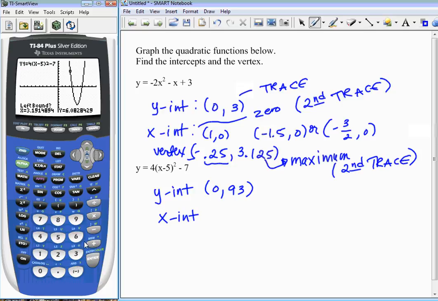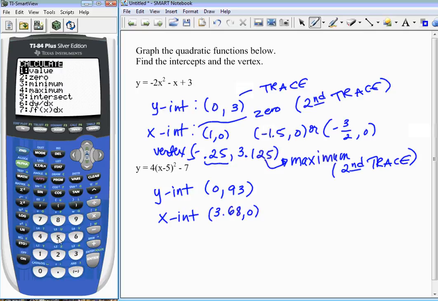Okay, so here's a left bound, a right bound, and then a guess. So that x-intercept is 3.68. Computing our other one, second trace, 0.